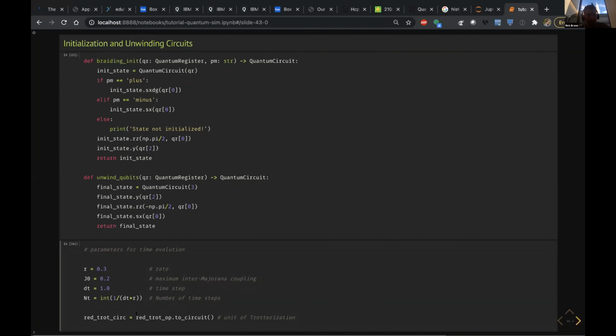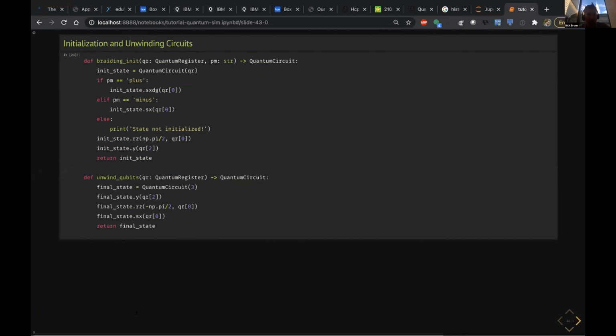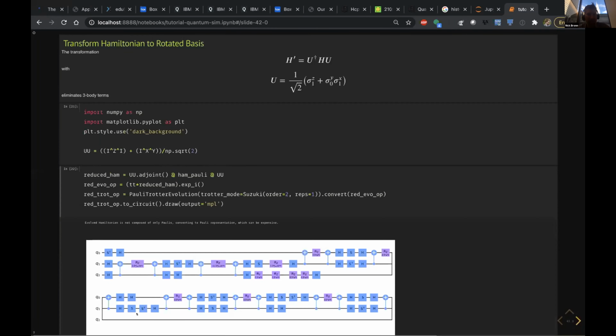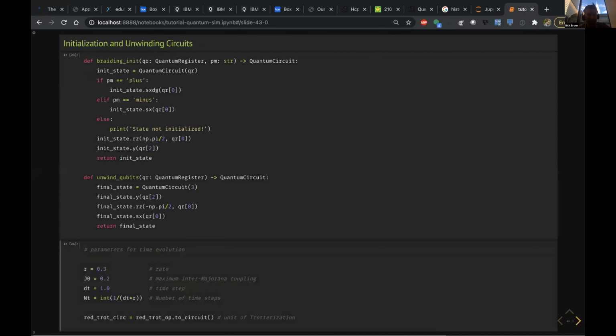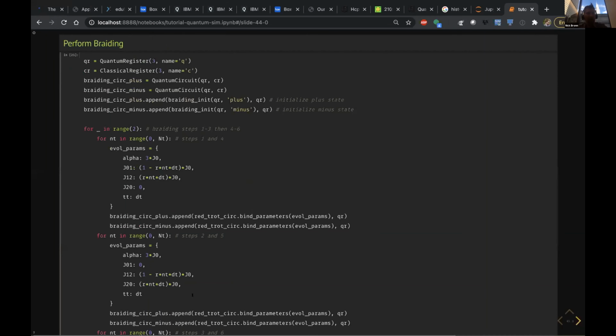That is going. I'm taking my reduced Trotter operator from the previous page, and that's going to be my Trotter step that I'm going to use for everything. But I'm just going to map it to its circuit class right now. So instead of being a numerical operator, now it's going to be a circuit. And then I can perform my braiding.